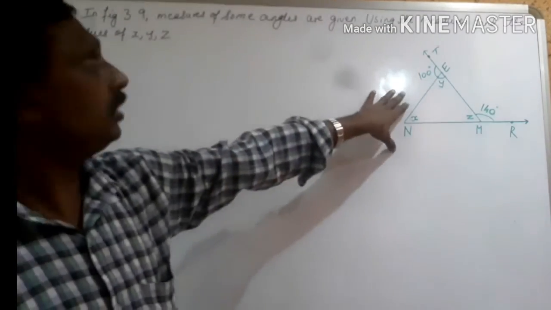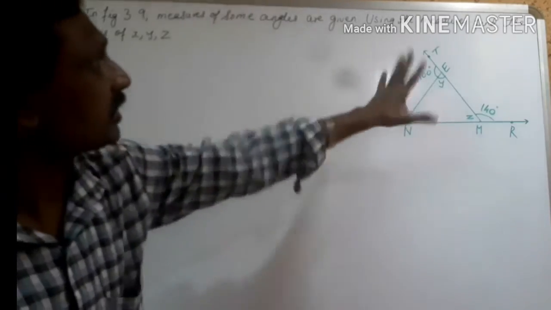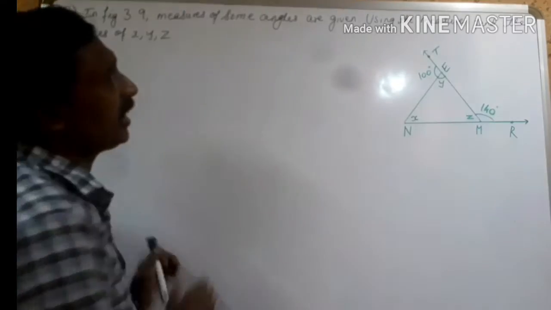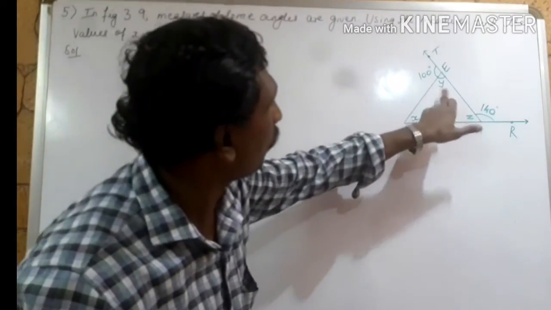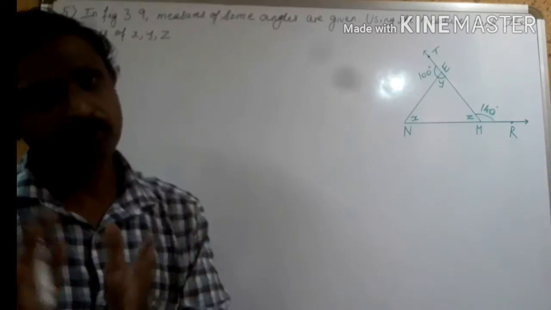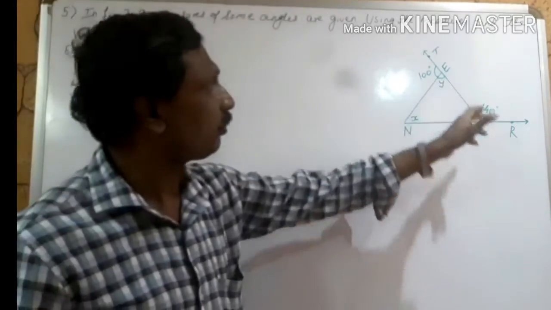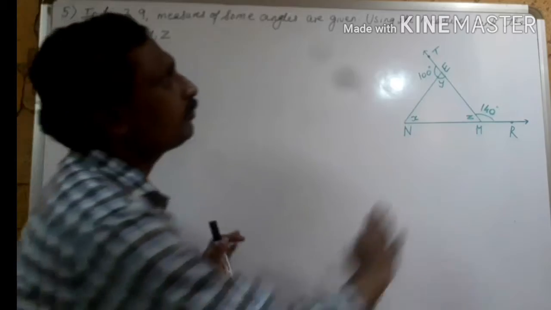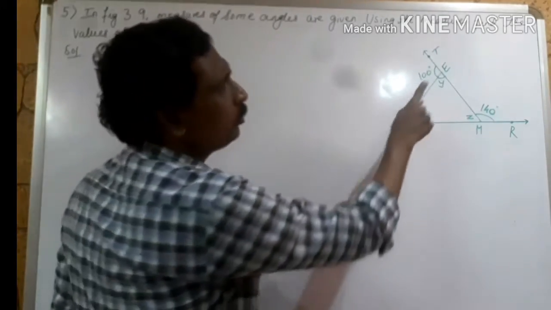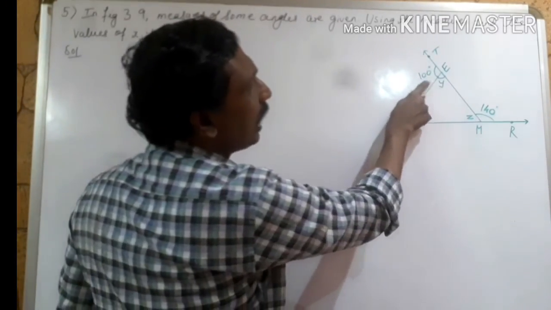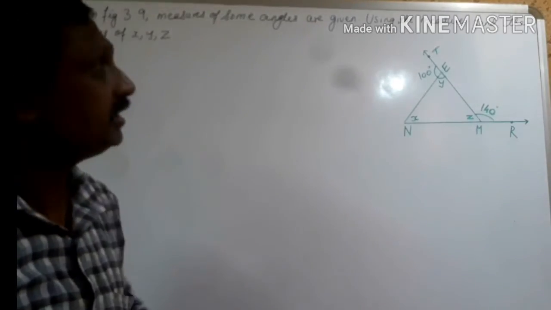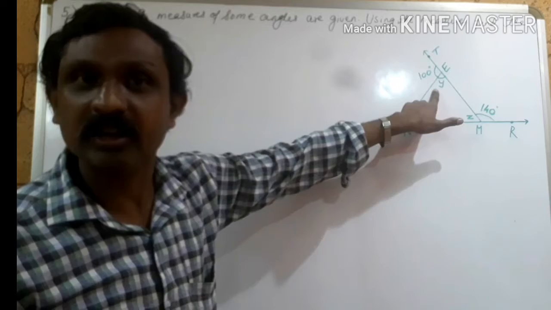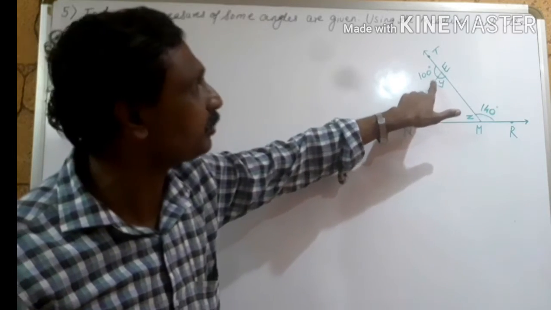In the given figure, measures of some angles are given. Using the measures, find the values of x, y, z. We have to find the values of x, y and z. Now if you carefully look here, to find the value of y, you will see that these two are angles in a linear pair. So this angle plus this angle gives me 180 degrees, angles in a linear pair.